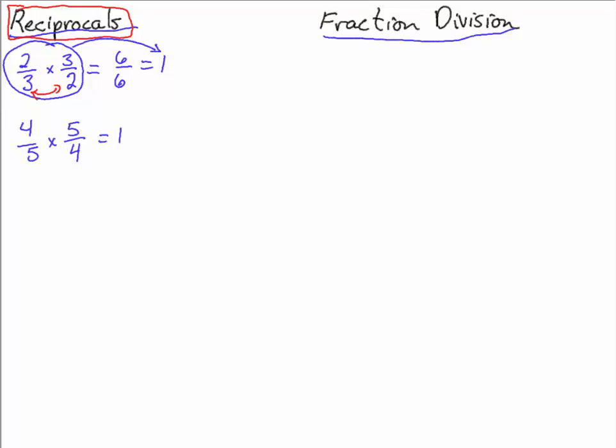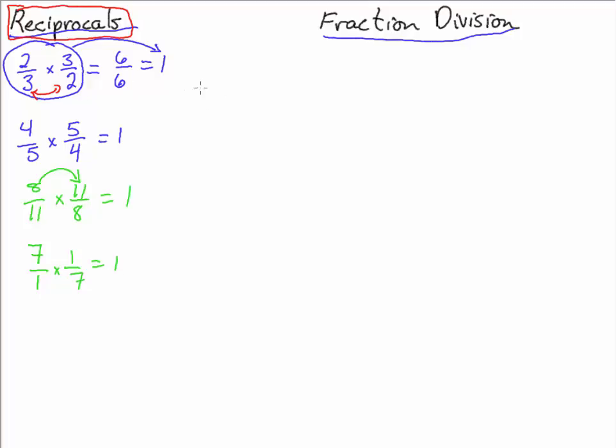Let me show you one more just to make sure you got this idea. 8/11, 11/8. And that's 1. So a reciprocal is just when you flip a fraction on its head. You can even do it with 7. The 7 is written as a fraction, 7/1, and its reciprocal is 1/7. Multiply those two together and ta-da, they exactly cancel each other out and you get the number 1 back.